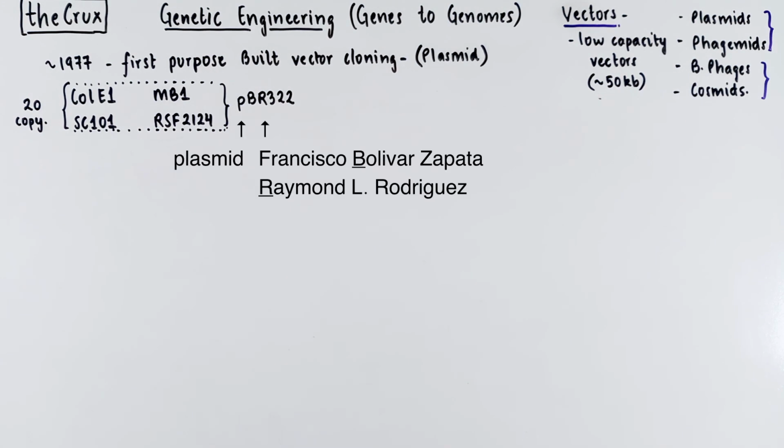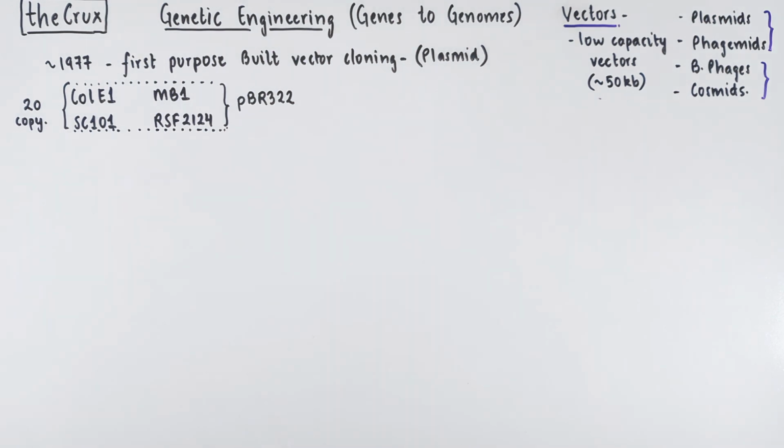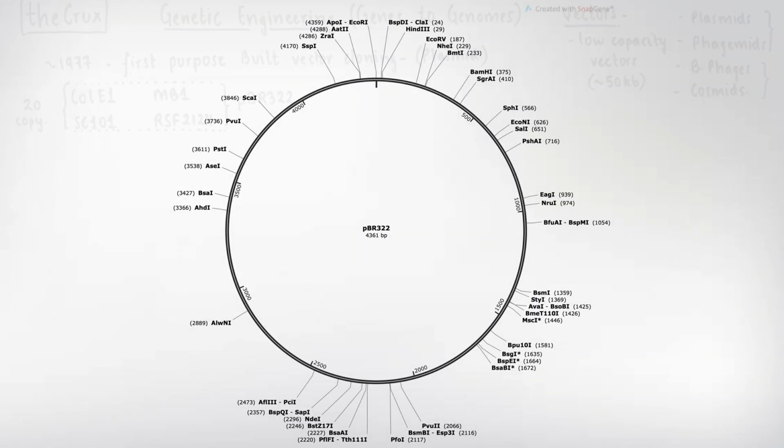P is plasmid, BR are the initials of the scientists who developed this vector. Here's what it looks like. It is 4,300 odd bases long. It has two antibiotic resistance genes, one against ampicillin and the other against tetracycline. There is an ORI type of replication origin that is taken from the ColE1 plasmid. It still has the ROP gene though, so you can imagine that its copy number is not very high.